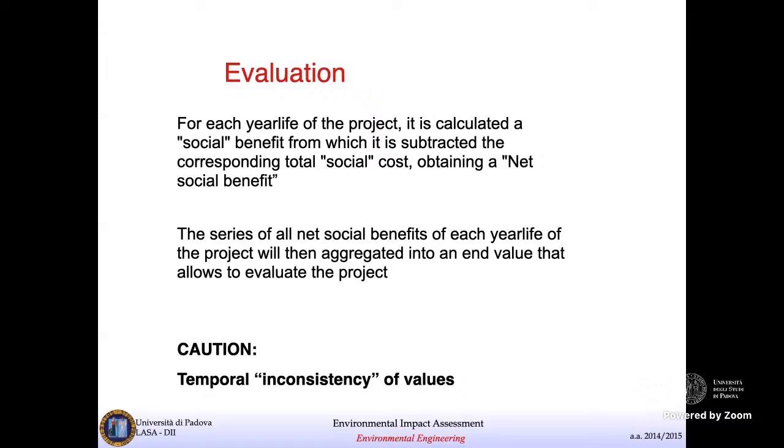The evaluation for each year of life of a project is calculated as social benefits from which the corresponding total social cost is subtracted, obtaining, as we have defined, the net social benefit. The series of all net social benefits of each year of life of a project will then be aggregated into an end value that allows to evaluate the project. We will see that we typically have three indicators of values that allow to evaluate the suitability of a project or not.